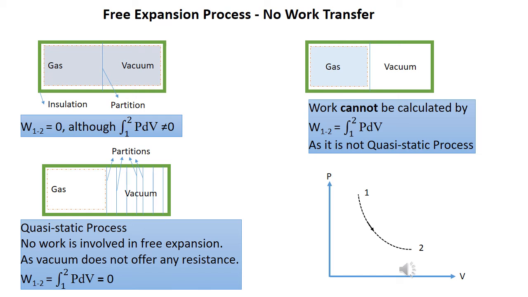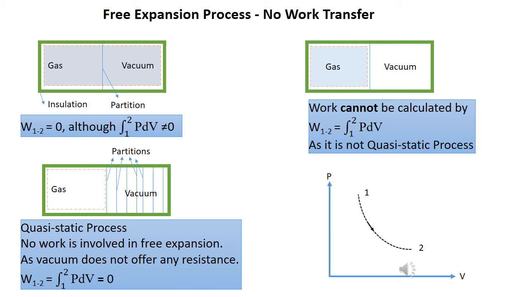Now, consider only the gas as the system, as shown in the figure by a dotted line filled with a light blue color. When the partition is removed, there is a change in volume of gas. But this is not a quasi-static process, whereas the initial and final positions are in equilibrium. Hence, they are indicated by the dotted line from 1 to 2. Therefore, work cannot be calculated by integration of P dV.